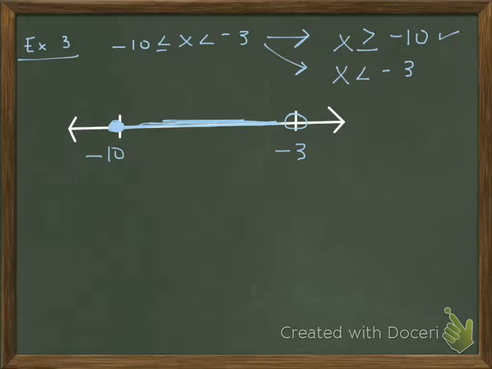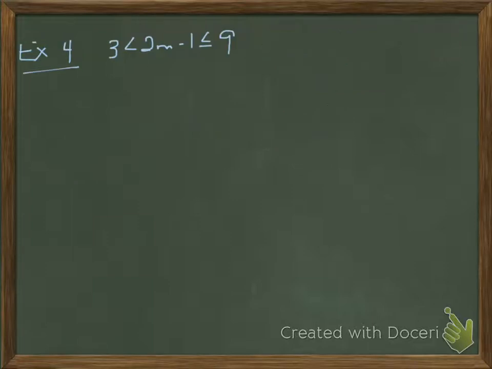All right, let's move on to example 4. On example 4, we're getting a little more challenging because now we're going to have to solve the inequality. You still have to have the variable by itself in order for you to do this fully. Okay, so the first thing we want to do is solve the inequality. Now, you might be asking yourself, how do you solve the inequality when it's in the middle? Well, that's a great question.